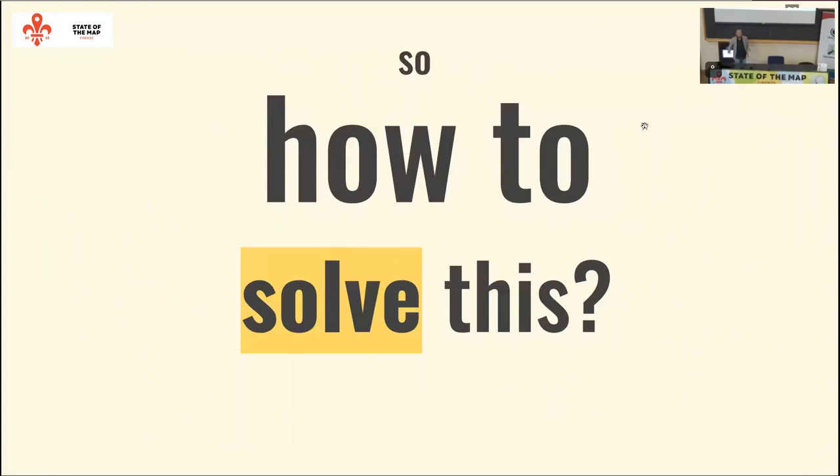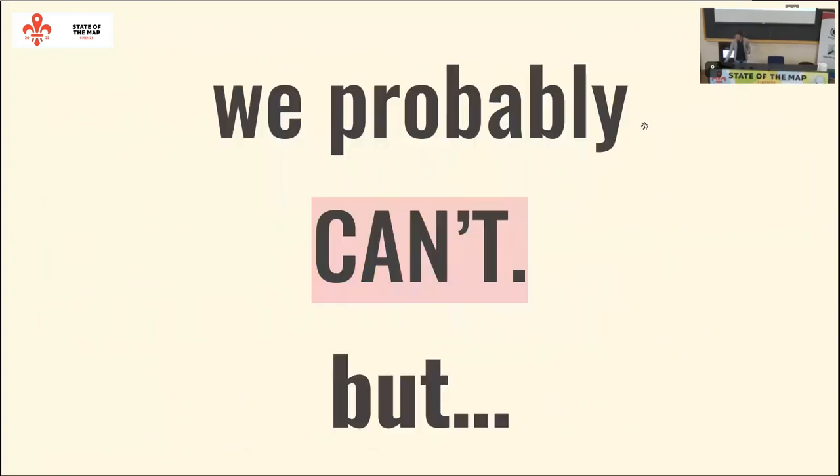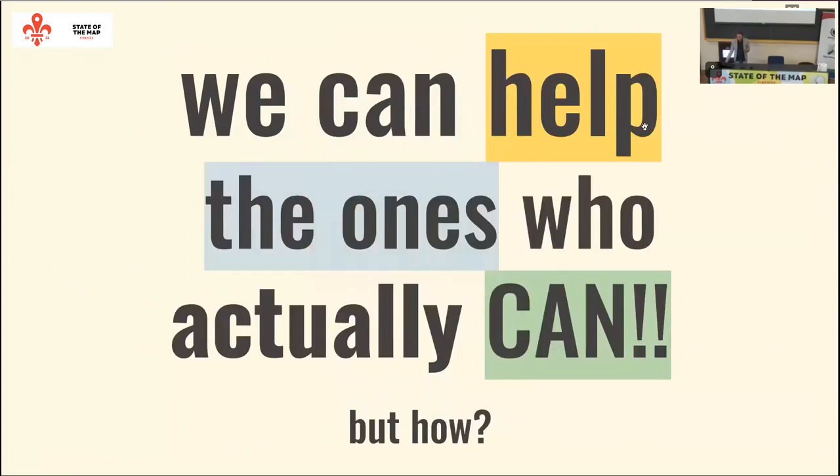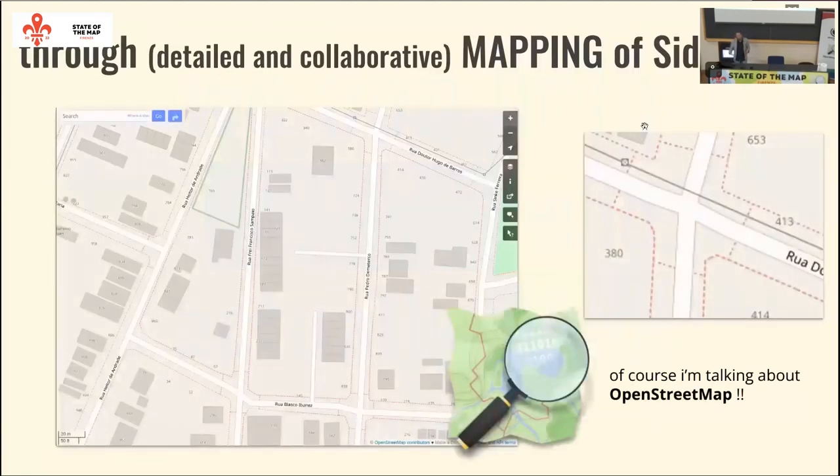So how to solve this? Oh, we mappers probably can't, but we can help the ones who actually can. But how? Through detailed and collaborative mapping of sidewalks. Of course, I'm talking about OpenStreetMap, sidewalk data on OpenStreetMap. Here are some mapped sidewalks in my city, Curitiba.